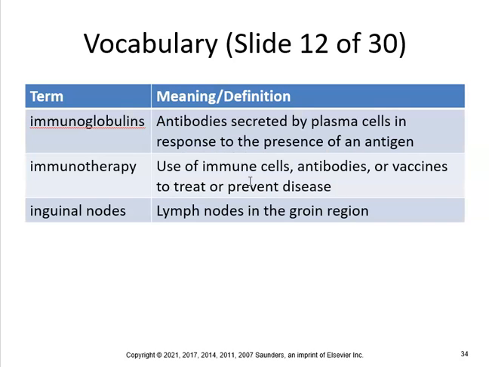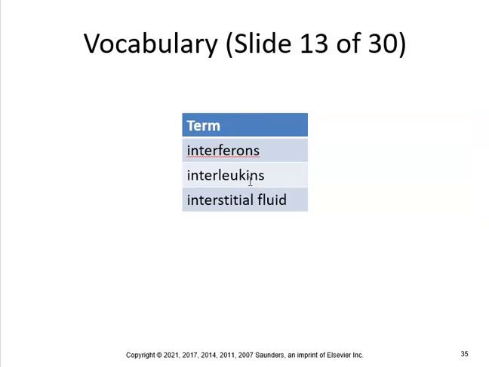Immunotherapy, inguinal nodes. Immunoglobulins are antibodies secreted by plasma cells in response to the presence of an antigen. Immunotherapy is the use of immune cells, antibodies, or vaccines to treat or prevent disease, mostly cancer. Inguinal nodes are lymph nodes in the groin region. What are interferons, interleukins, and interstitial fluid?